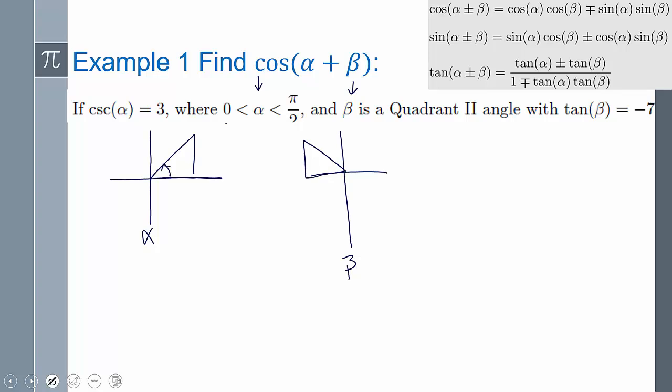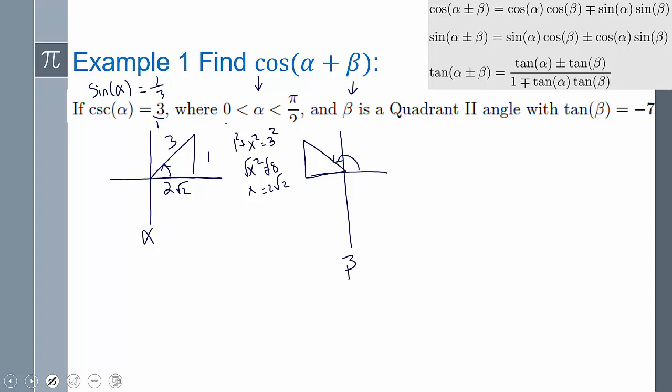Now it gives me information about it. It gives me a ratio. So cosecant alpha is 3. If I think of that as 3 over 1, SOHCAHTOA, that's sine. So the sine of alpha is going to be 1 over 3, opposite over hypotenuse. And then this would be 2 root 2, because a squared plus b squared equals c squared: x squared, 9 minus 1 is 8, so square root both sides, x equals 2 root 2, if you reduce 8.